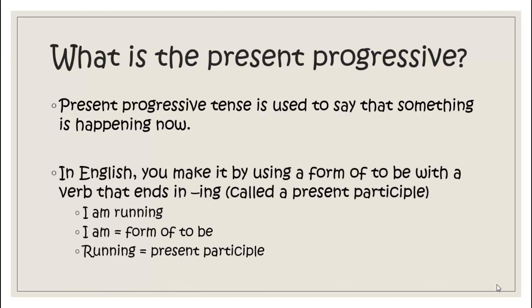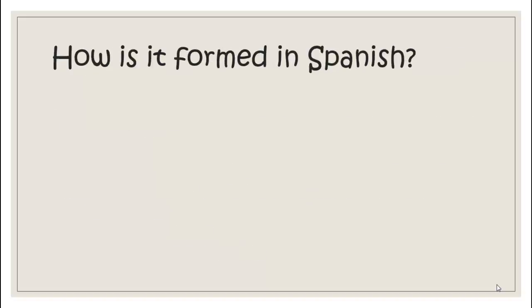So to start, you need to know what the present progressive is. Well, the present progressive is a tense that is used when we say that something is happening right now. In English, we usually use a form of to be with a present participle, which are those words that end in ing, like I am running, or I am speaking, or I am teaching, or I am talking. So the I am is the form of the verb to be in English, and then running or anything ending in ing would be a present participle.